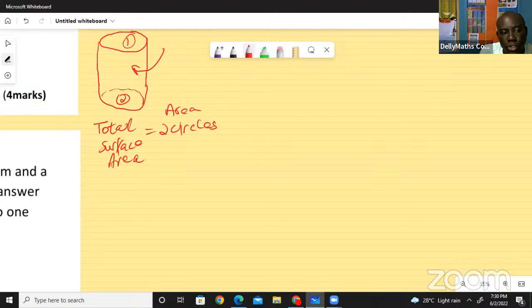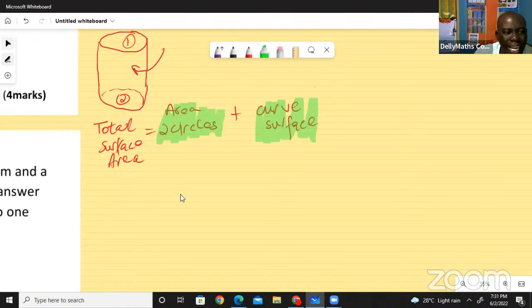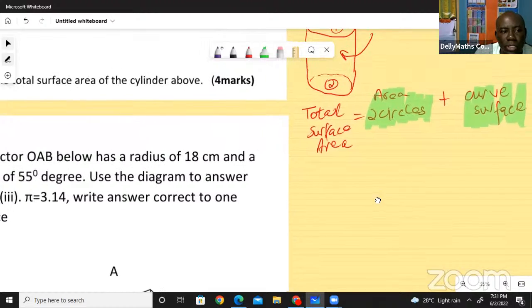It's going to be the area of 2 circles plus what we call the curved surface. When we say curved surface, I'm referring to, if you've ever seen a tissue holder, think about a tissue holder. When you hold it, that curved thing, this is what I'm referring to when I say the curved surface. And if you look through it like binoculars, those are the 2 circles. So you find the area of those 2 circles and the area of the curved surface, and then you add everything together and you'll get the total surface area.